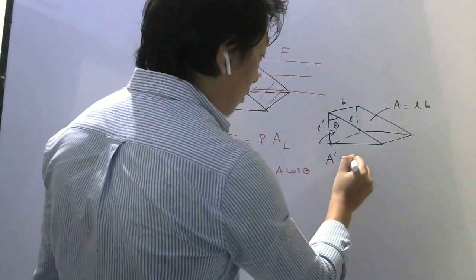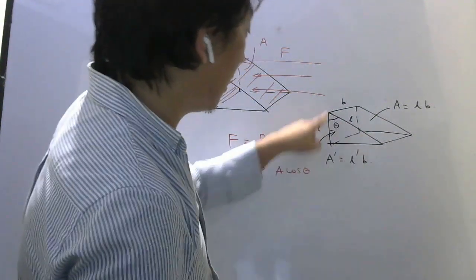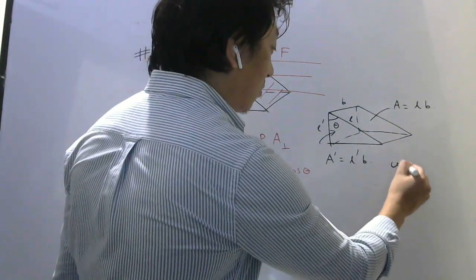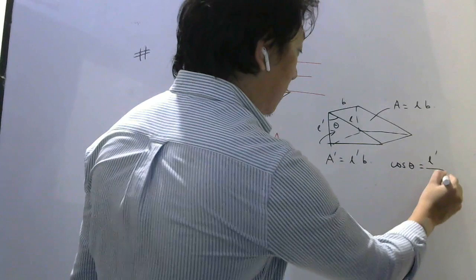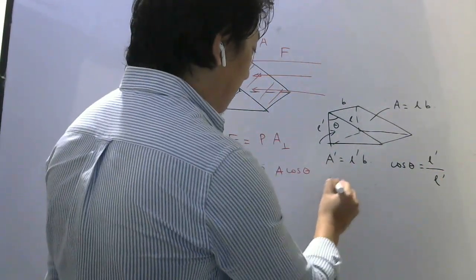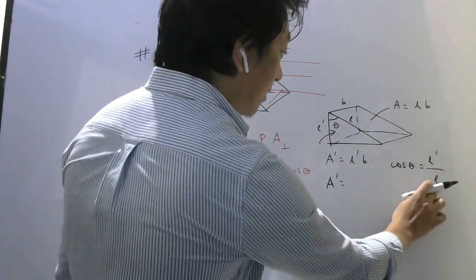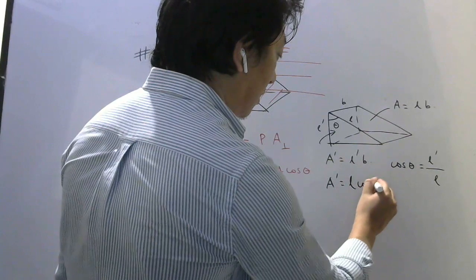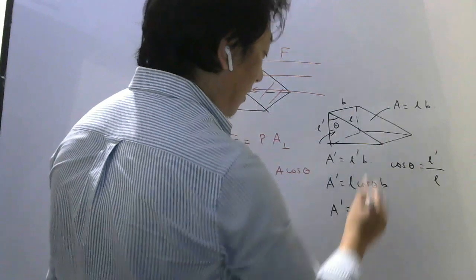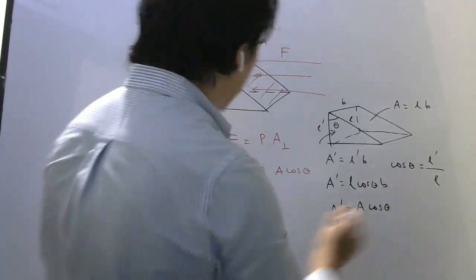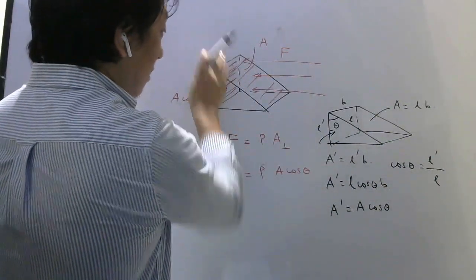That is the area, which will be length L dash into breadth. Now try to connect L with L dash. You can connect it by using the cos theta formula. Adjacent is L dash, hypotenuse is L. So in place of L dash, if you cross multiply, I can write L cos theta into B. But what is L into B? L into B is this slant area. So this is how I am saying that the area which is perpendicular to this force is A cos theta.